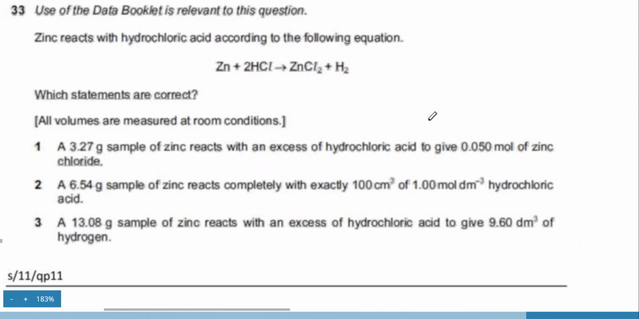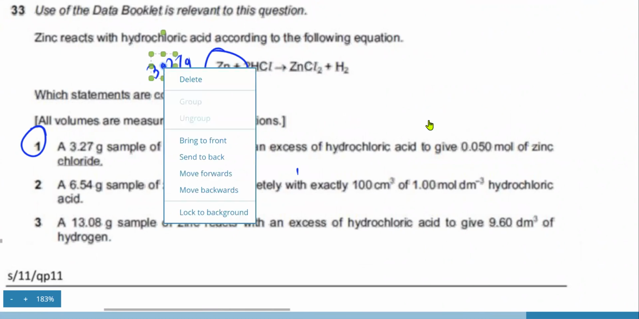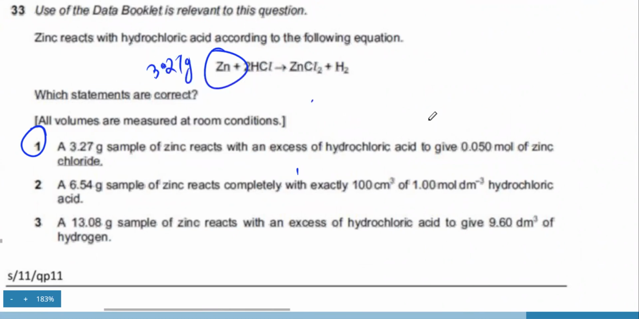Now he's saying that 3.27 grams of zinc is giving you the reaction. Look at the first statement. There's 3.27 grams of zinc. Can you find the moles of zinc? I got 0.05. So you got 0.05 moles, right? Yeah. So you're getting 0.05 moles of zinc.